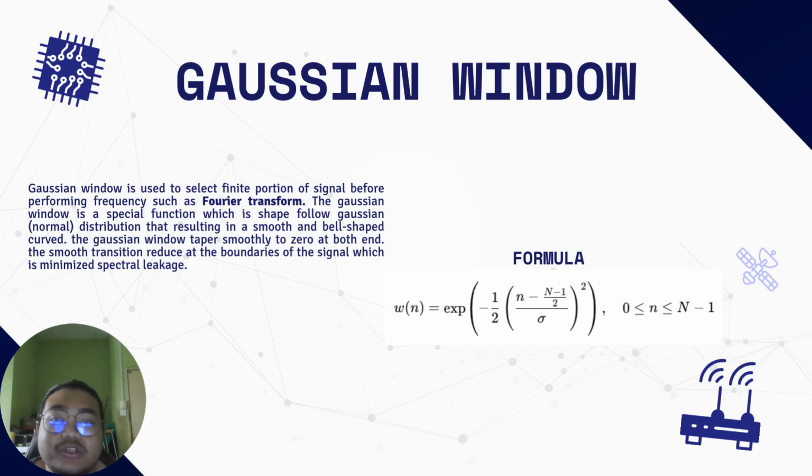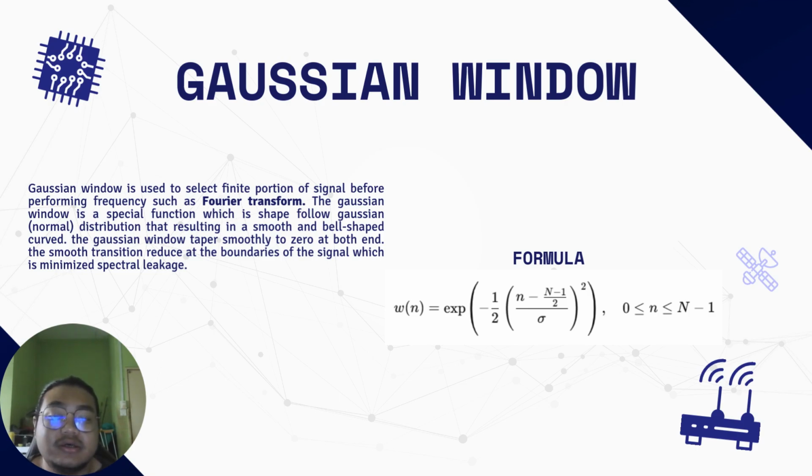Gaussian window is used to select a finite portion of a signal before performing operations such as the Fourier transform. The Gaussian window is a special function shaped like the Gaussian normal distribution, resulting in a smooth, bell-shaped curve. The Gaussian window is mostly close to zero at both ends. The smooth transition at the boundaries of the signal results in minimal spectral leakage.